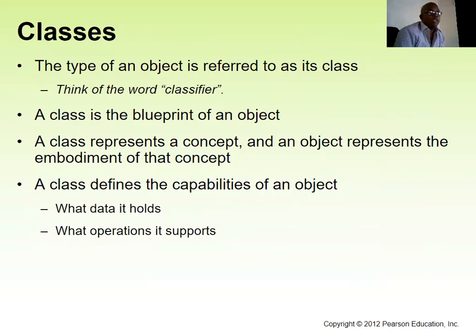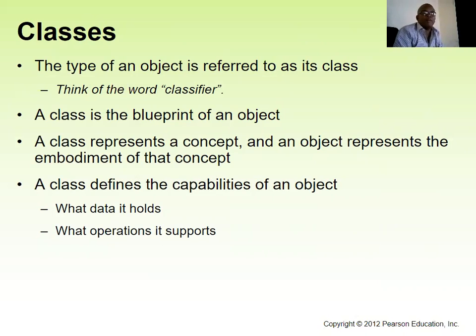Now, let us try to differentiate between a class and an object. In general, the type of an object is referred to as a class, okay? What does that really mean? A class is like a blueprint. Think about a housing scheme, for example, where you have houses that are built based on the same blueprint. The blueprint would be the class, but each house that is built is an object, okay? So the blueprint is what you have to have before you can create instances of that blueprint, which becomes the house. So each house would be an object, but the blueprint would be the class. Any questions? No. So a class represents the concept, and the object represents the actual embodiment of that concept.